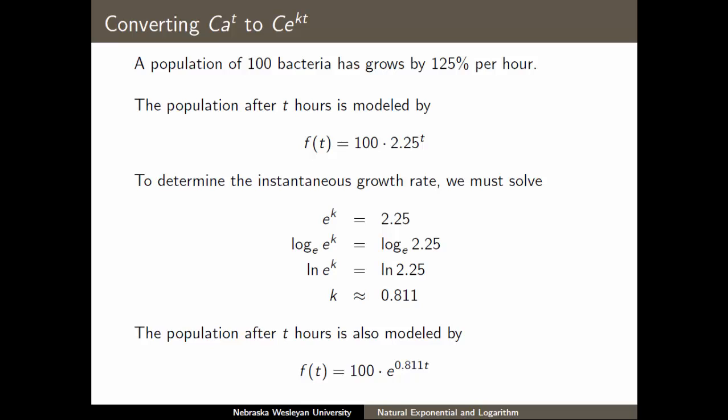That means that a different population model, the natural exponential model for this population, is the initial population of 100 times e to the power of 0.811t. It's important to emphasize that the original model, 100 times 2.25 to the t, and the natural exponential model, 100 times e to the 0.811t, model the exact same situation. Their graphs would be identical, except that we've rounded slightly in computing the natural log of 2.25. Except for that small error, these two functions are exactly the same. They just represent two different ways to write the function.